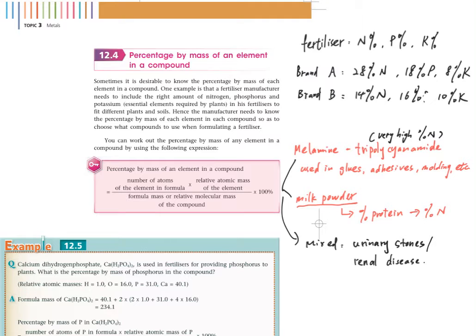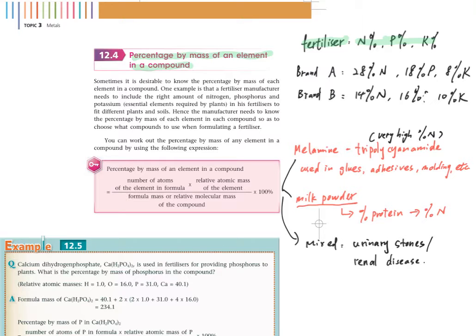Hello students, today's topic is 12.4 percentage by mass of an element in a compound. So percentage by mass in chemistry is very useful. For example, for fertilizers, we know that the essential elements nitrogen, phosphorus and potassium are very important for the plant to grow, right?